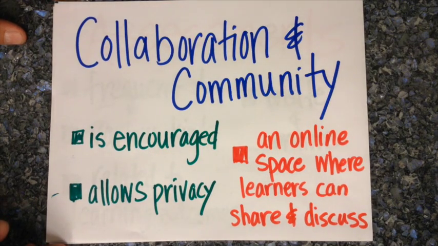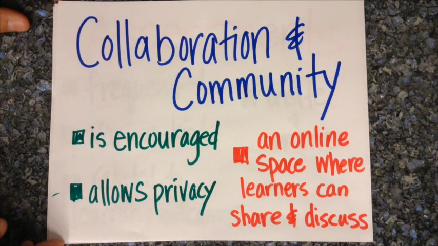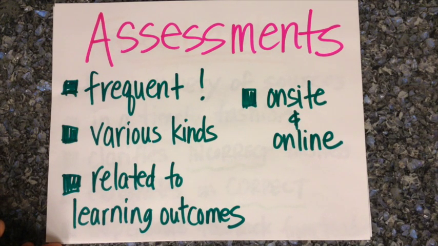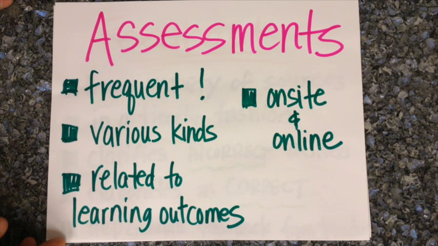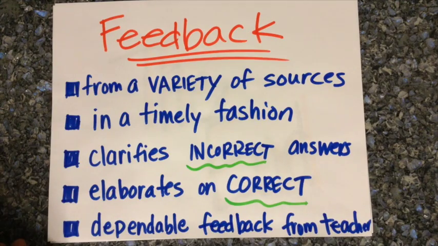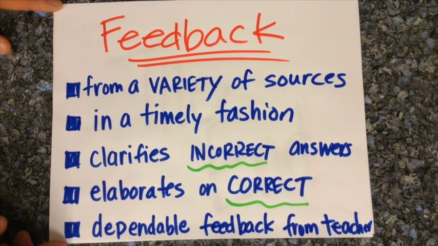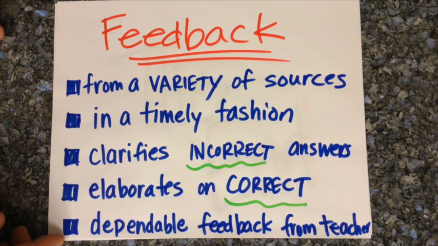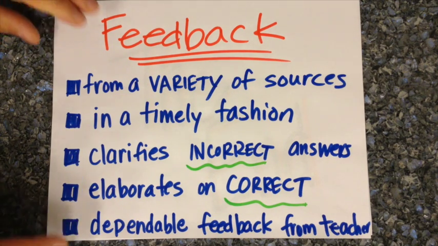In summary, collaboration and community become very important. They are encouraged. They allow privacy for the student, and an online space where learners can share and discuss. Assessments need to be frequent, of various types and kinds, and related to the learning outcomes. They need to be on-site and online. Feedback needs to come from a variety of sources in a timely fashion. It needs to clarify incorrect answers and elaborate on correct answers. It needs to be dependable feedback from the teacher. The end.